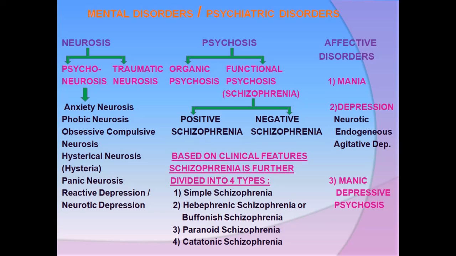Coming to the next point, affective disorders. Affective disorder is further divided into three parts, that is mania, depression, depression further divided into neurotic depression, endogenous depression, and agitative depression. And third point being manic depressive psychosis.